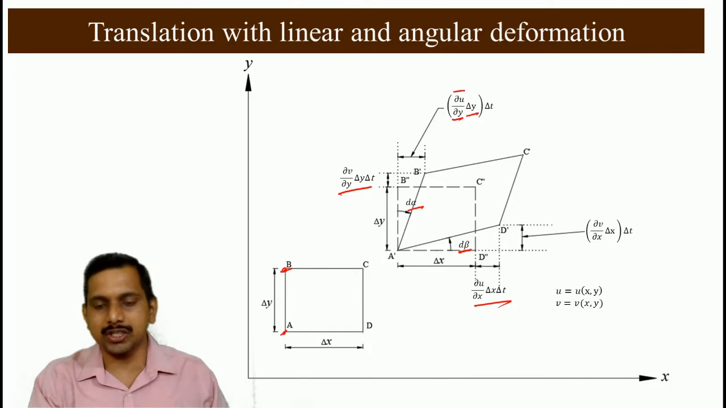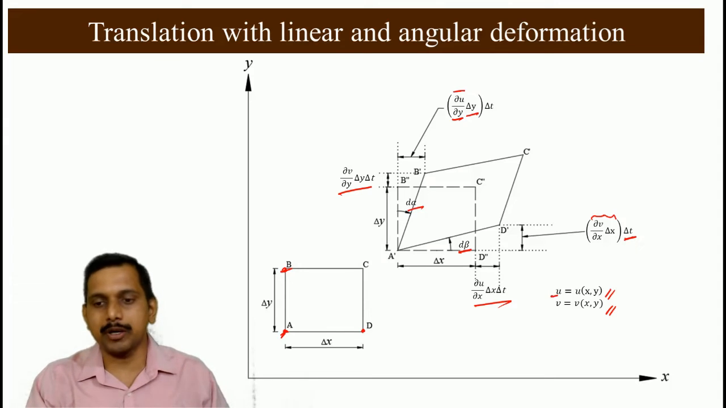Similarly in the x direction, we can see the velocity over here is v, and when we come here, it is v plus dou v by dou x into delta x. So there is an additional change. The relative velocity between A and D points is dou v by dou x into delta t. That would be the deformation here. Now we have to keep in mind that the velocities are functions of both x and y.